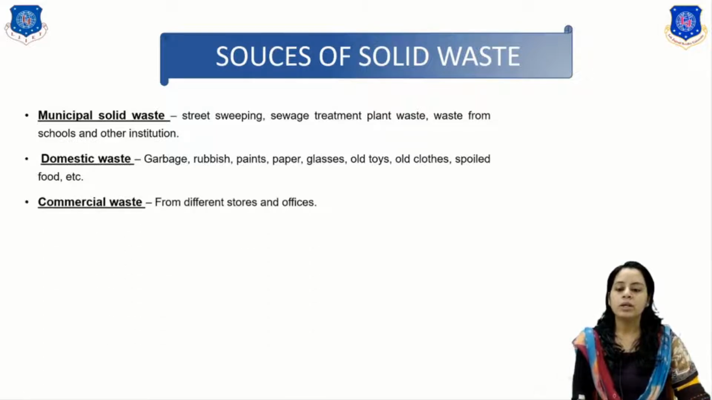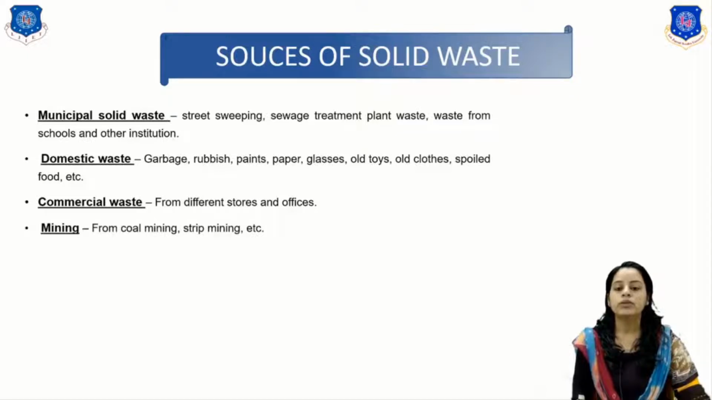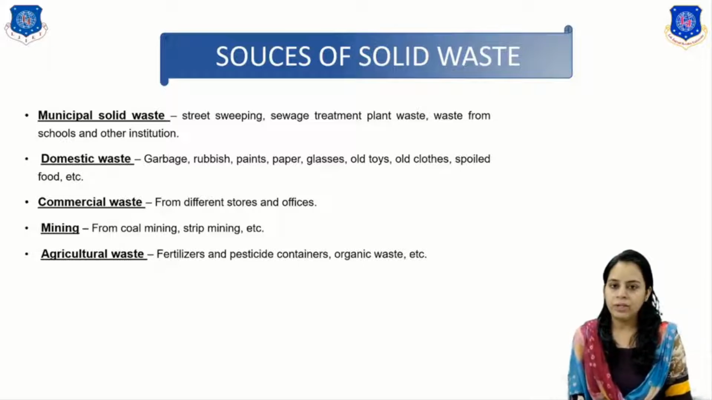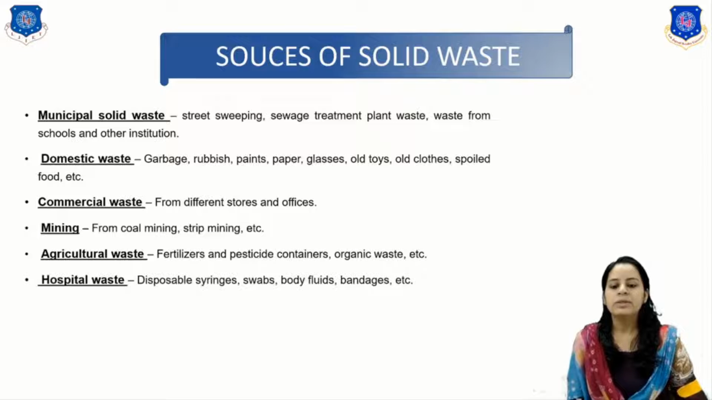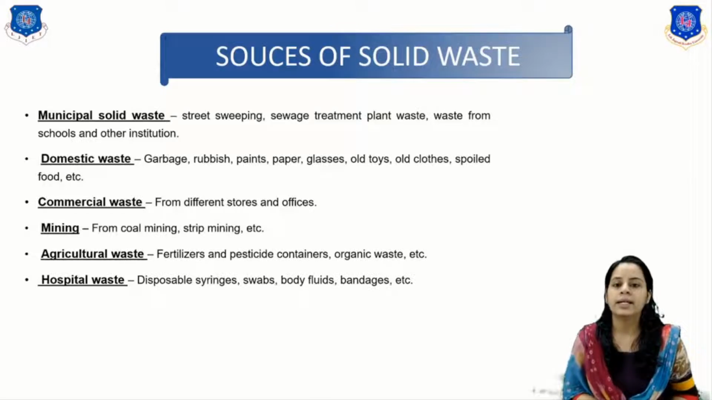The next one is commercial waste, which arises from different stores and offices. Then mining waste, from coal mining and strip mining, etc. Now the next one is agricultural waste, which arises from agricultural fields, like fertilizer, pesticide containers, organic waste, etc. The next one is hospital waste, such as disposable syringes, swabs, body fluid, bandages, etc., arising from hospitals, medical centers, vaccination centers, etc.